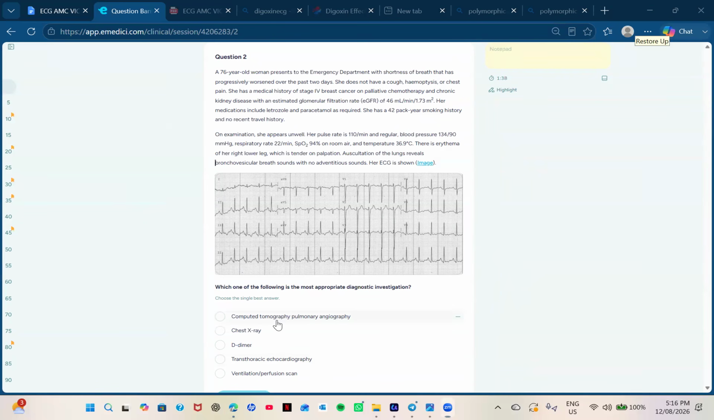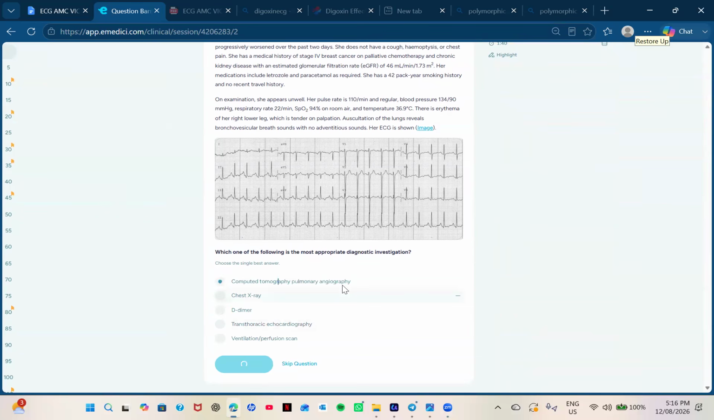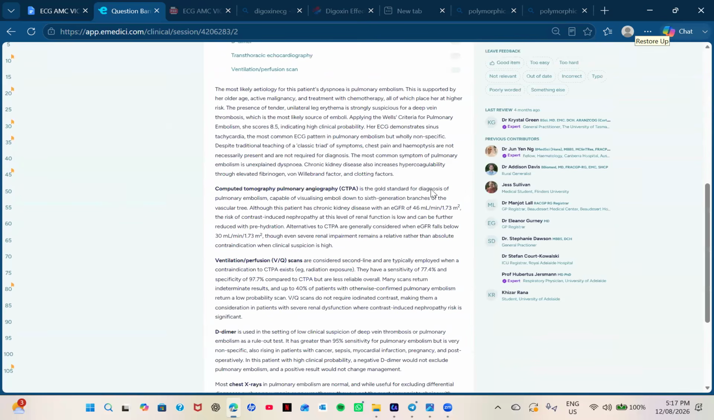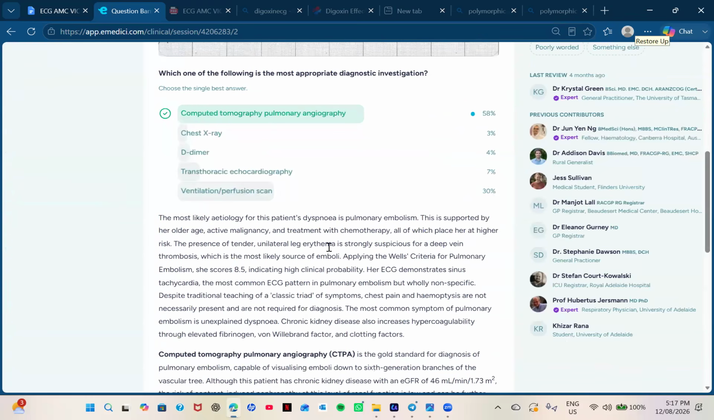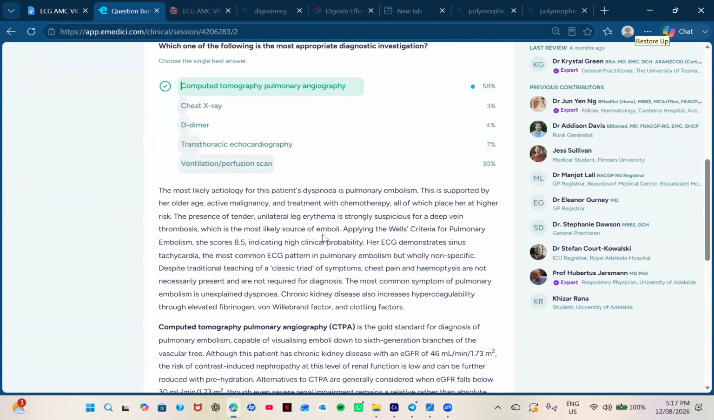We're all going with CTPA. Let's check. Yes, you are correct, right? You are correct. This is what? Here, most likely the pulmonary embolism, right?